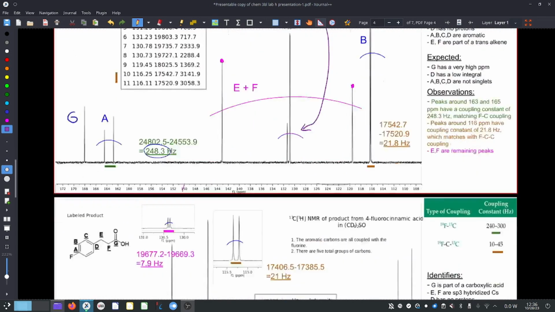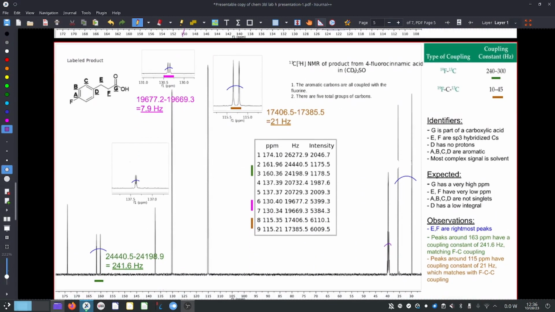We'll move on to the CNMR of the product. Again, let's look at what's identifying. Again, we have A, B, C, and D being part of the aromatic. They are, again, coupled by fluorine. So we're expecting them not to be singlets. And we can see through the zoom-ins already that, yeah, we're seeing the things that aren't singlets again. Okay. G, again, part of a carboxylic acid, carbonyl. So we expect that to be the leftmost thing.